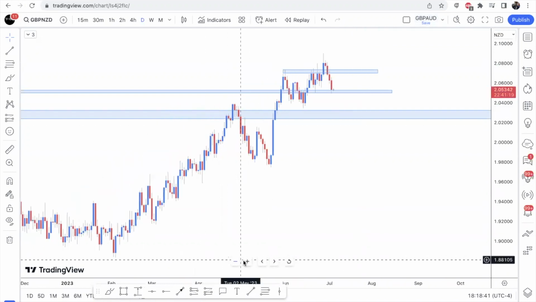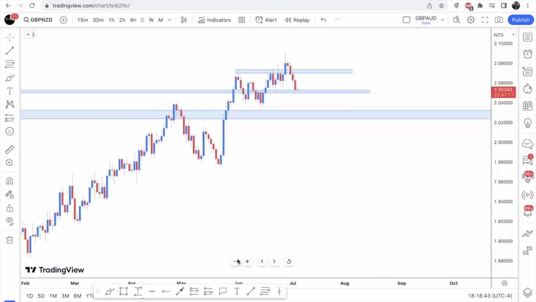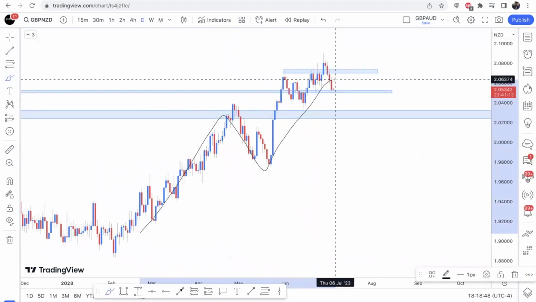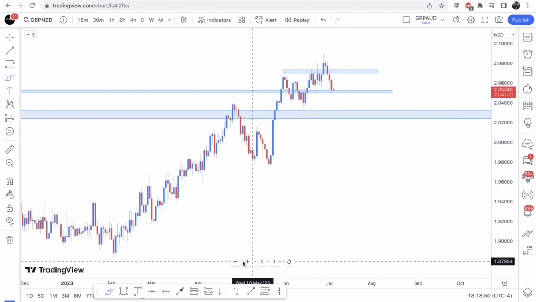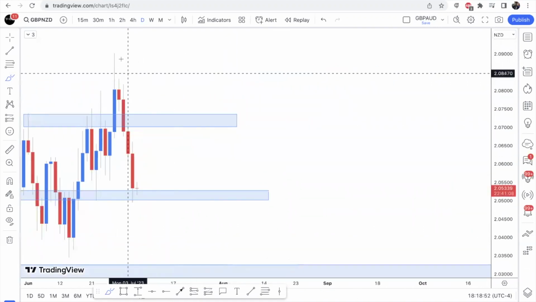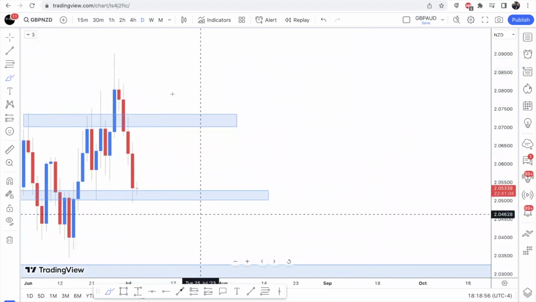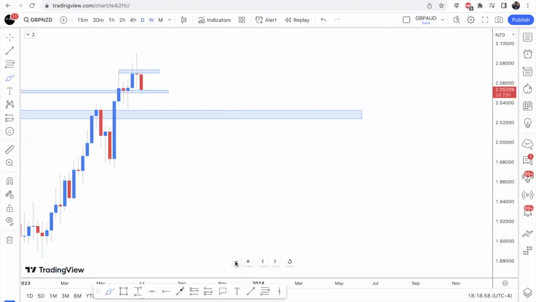All right. So we can see here on GBP NZD, overall we're in an uptrend. Overall, we're creating these higher highs and higher lows. But we can see here recently on the daily, we had a nice fall, right? About 4 to 5 days of straight drop.